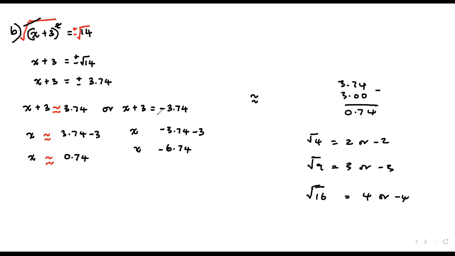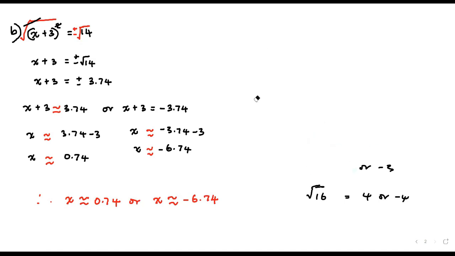because of the square root of 14. So we say that therefore x is approximately equal to 0.74, or x is approximately equal to negative 6.74. I think you have understood this, right? Have you understood? Yes. Okay.